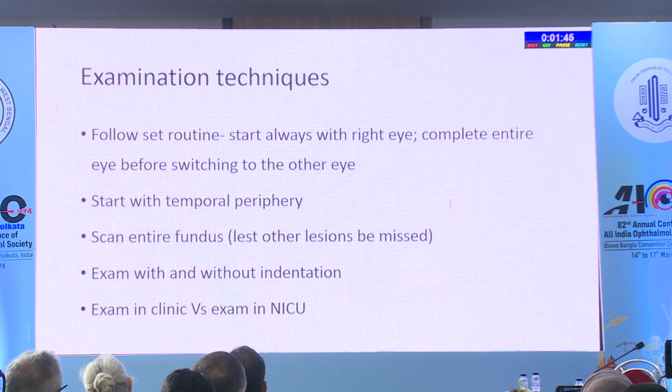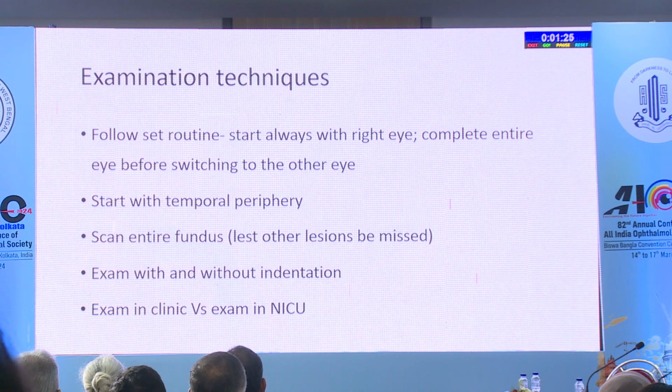Follow a set routine. I always start with the right eye, irrespective of which side is accessible to me, so that I remember in which eye I saw what. Because at the end of examining both eyes, you can get confused as to which quadrant is having stage 3 and which eye is having the plus disease. So follow a set routine, finish the entire right eye, start with superior, nasal, inferior, temporal, then go to the left eye and do the same thing all over.